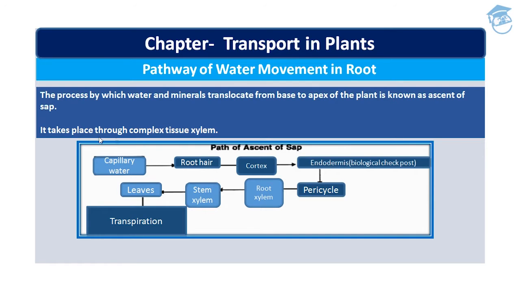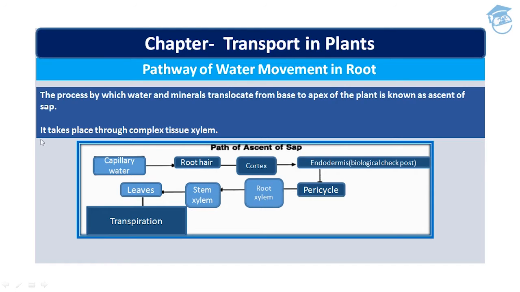It takes place through the complex tissue xylem. Xylem is a conducting tissue from where water and mineral are translocated from the base, that is the roots, to the apex of the plant body, or to many parts of the plant body, to the very tip of the plant body. So ascent of sap takes place through the complex tissue xylem, and xylem is a conducting tissue.